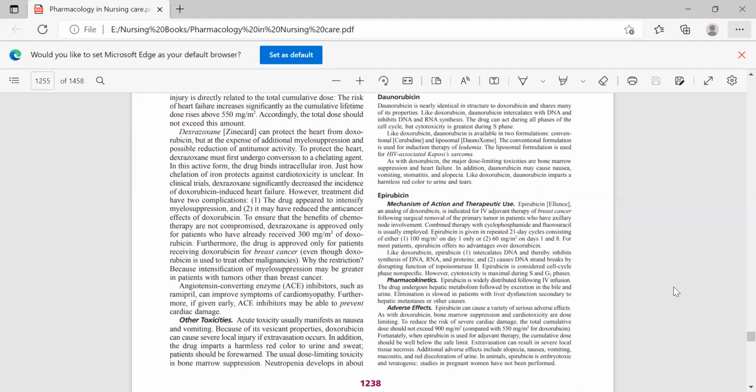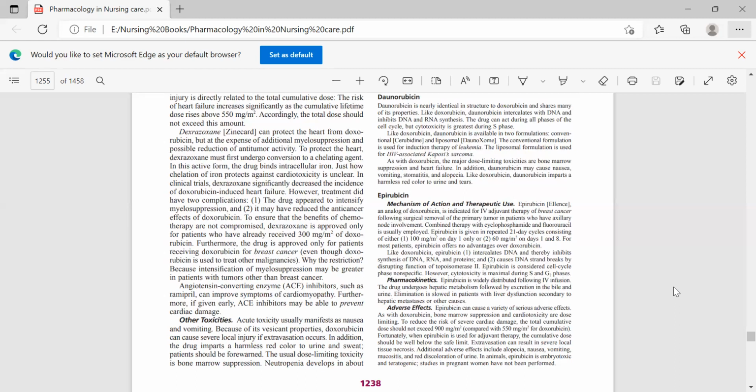So for most patients, epirubicin offers no advantages over doxorubicin because the mechanism of action is the same and the toxicity is the same. Just like doxorubicin, epirubicin intercalates DNA, interrupts DNA and RNA synthesis, causes the DNA strand to break, and disrupts the function of topoisomerase 2. Epirubicin is considered cell cycle phase non-specific. Cytotoxicity is maximum in S and G2 phase.